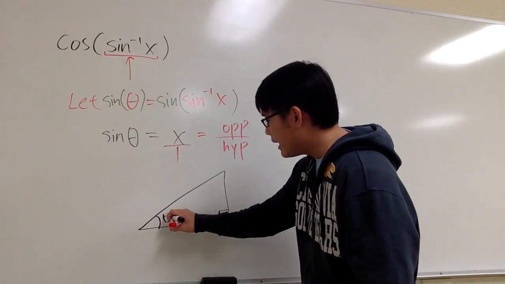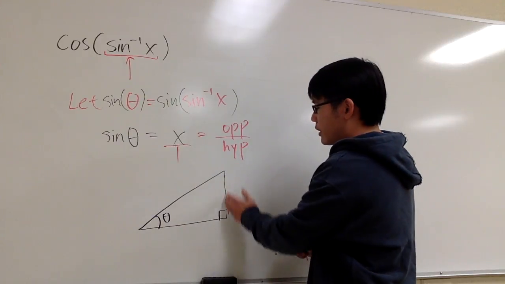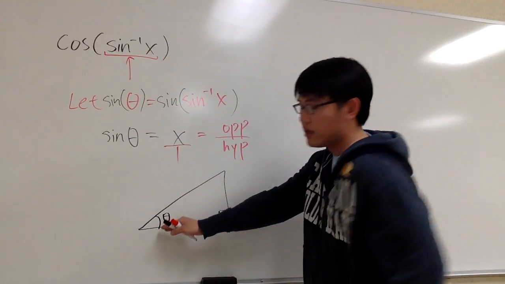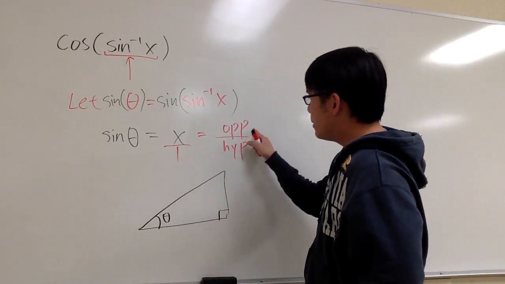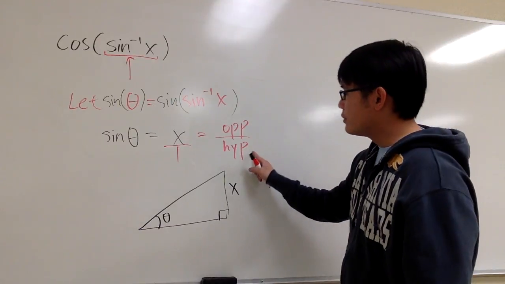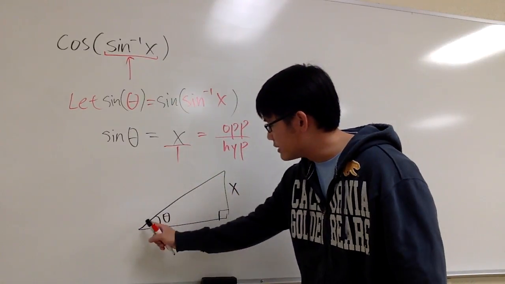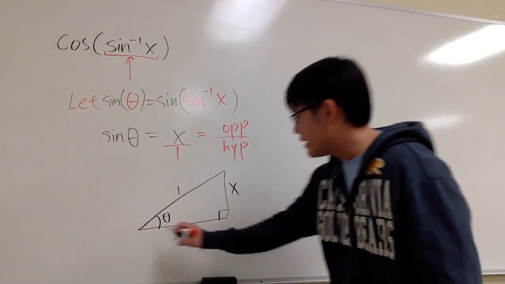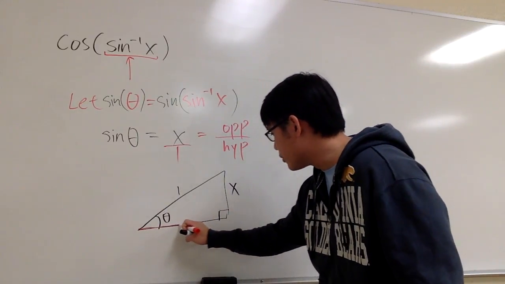And based on my angle choices, this part right here is going to be the opposite side, because this is away from the theta. Opposite is equal to x, so I will put the x right here. And the hypotenuse is equal to 1, which has to be the longest side, which is going to be right here, and that's 1. And I can figure out the third side that we don't know.